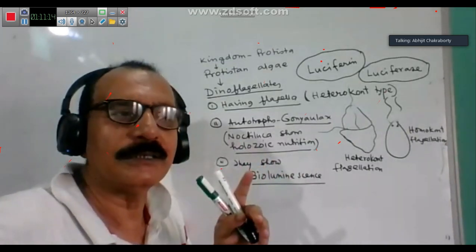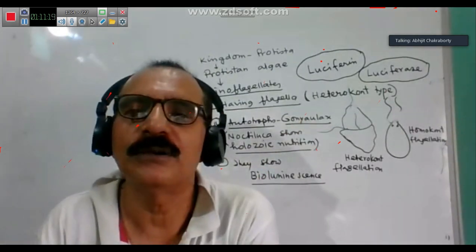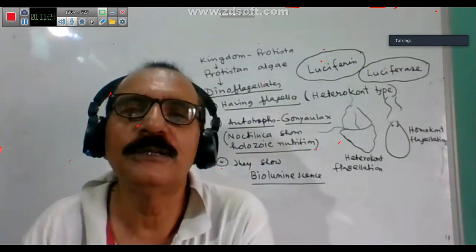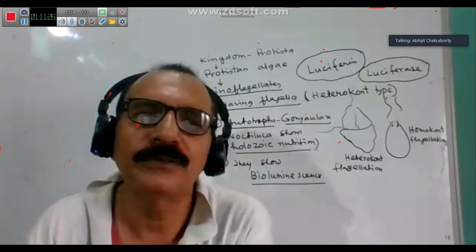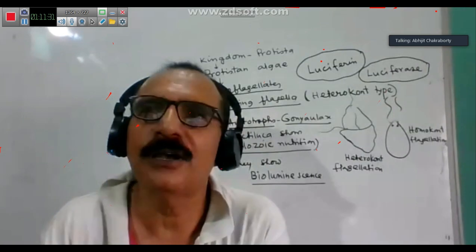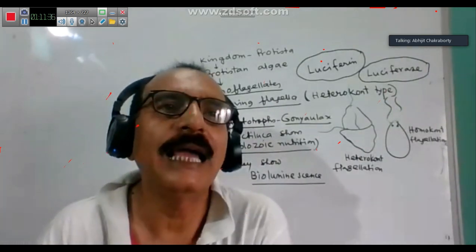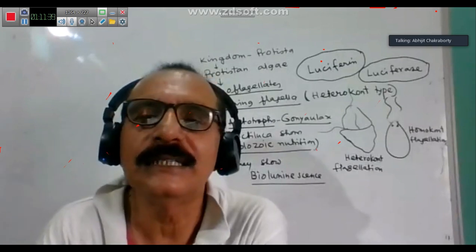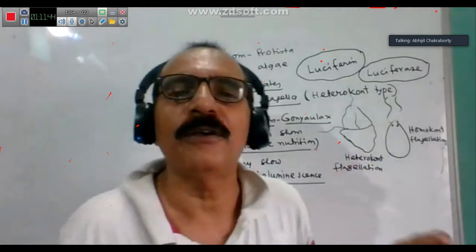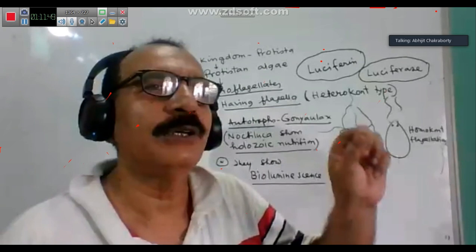I repeat again: luciferin is a pigment present in the bioluminescent organism which binds to the ATP, forming the luciferin-ATP compound. Then in the presence of the luciferase enzyme, the luciferin gets oxidized, and from ATP one phosphate group is released as light energy. This is the light coming out even in the case of the firefly. In firefly also, you will find luciferin and luciferase.